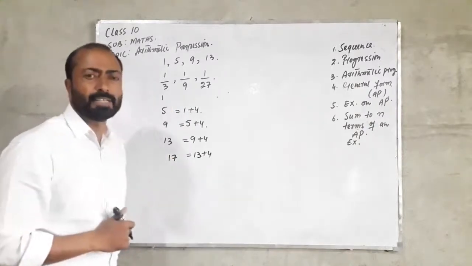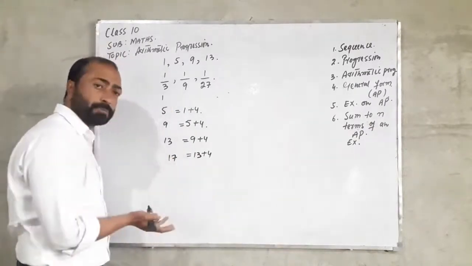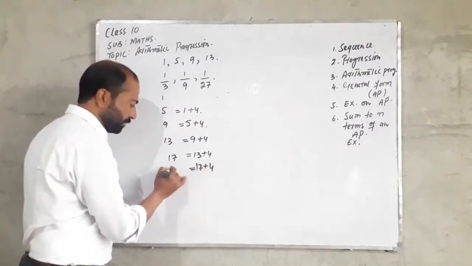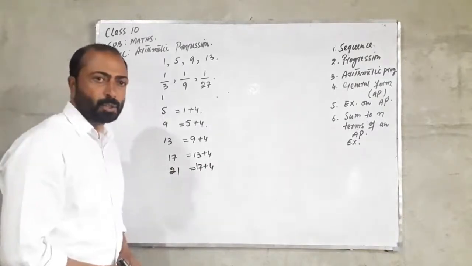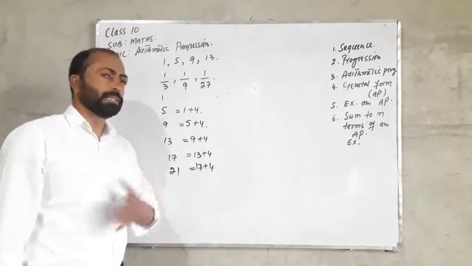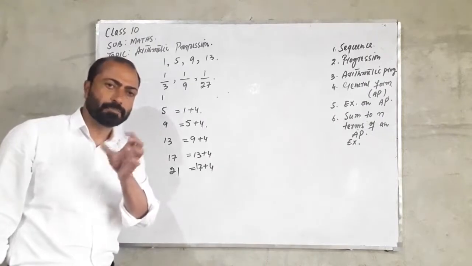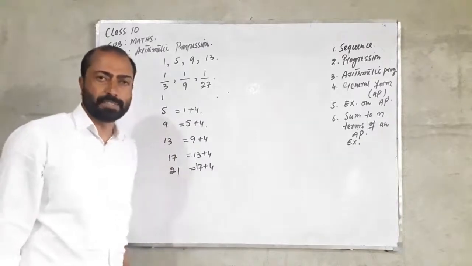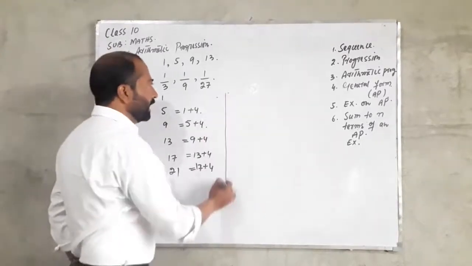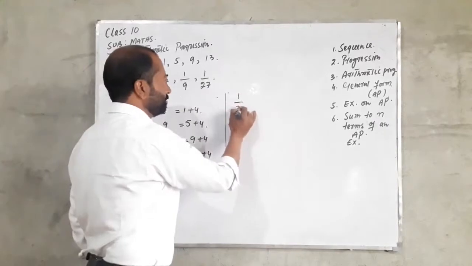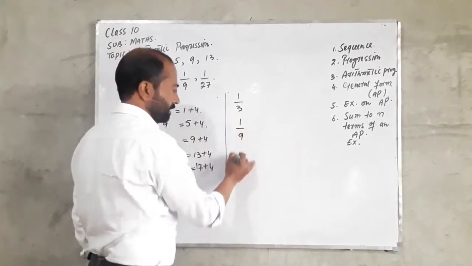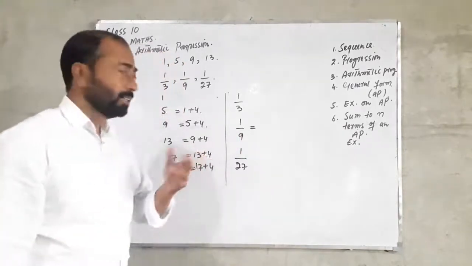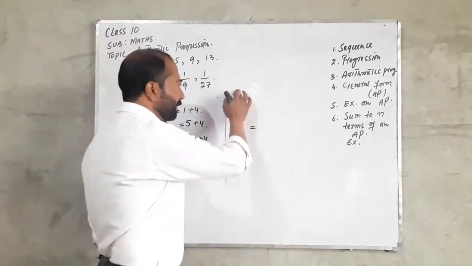Now it is easy for us to get the next term of this 17. That means you have to add 4 to this 17 to get 21. So we can observe here that these numbers form a particular sequence following a particular pattern. That means these numbers form a sequence. Similarly, look at these numbers. 1 by 3, then 1 by 9, then 1 by 27. Following the same rule, we will do one thing.